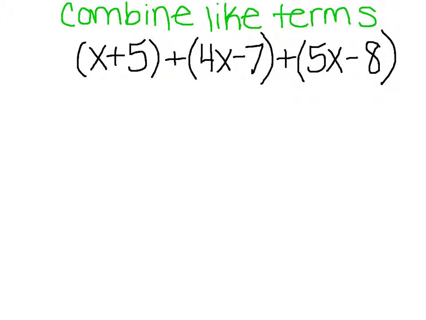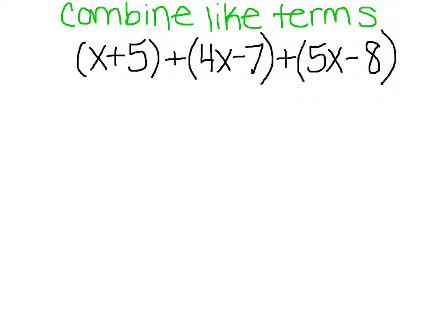So, combining like terms, that means they have to have the same exact variable. It has to look exactly alike in order to combine like terms. So, for instance, x and 4x, those are like terms. But 4x and x squared, are those like terms? No, because even though they use the same letter x, this squared here makes it significantly different. These are not like terms, and we cannot combine them.